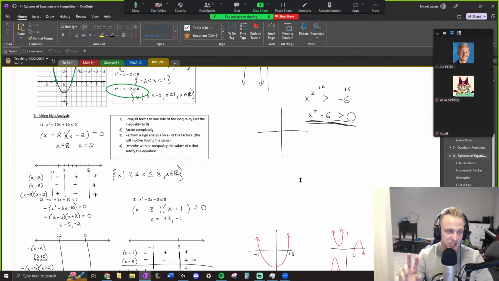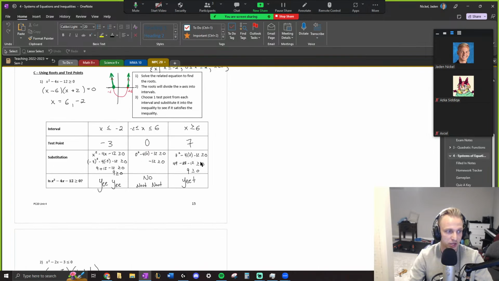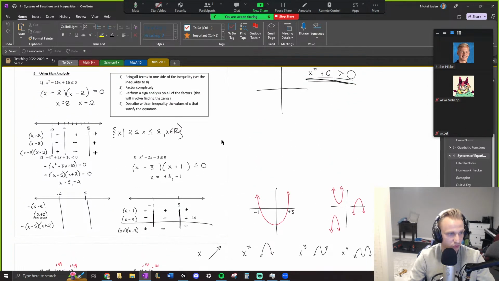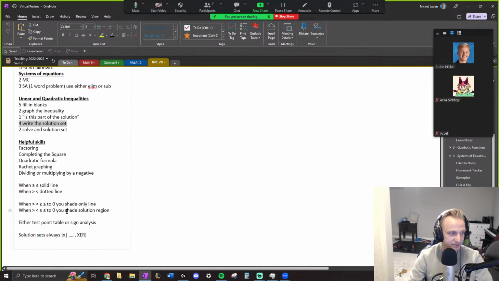And then there's 2 questions at the end. One of them, and both of them, I don't really care how you solve it. You can use sign analysis, or you can use this test point substitution box. It doesn't matter which one you use. Find the solution, write the solution set, and then that's pretty much it. That's what the exam looks like.